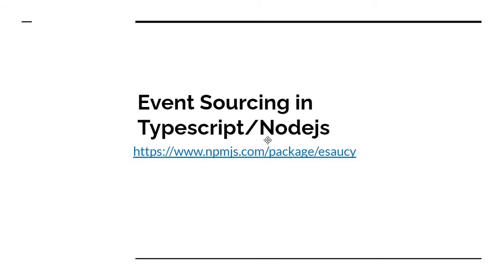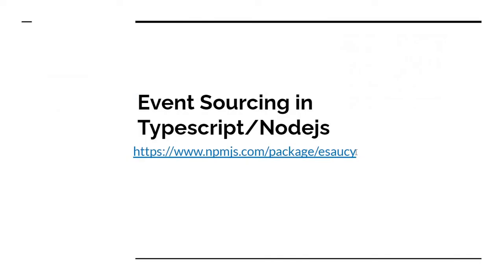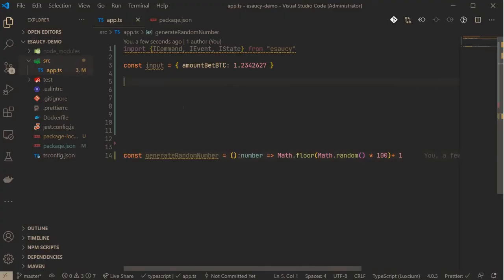Okay, so event sourcing in TypeScript and NodeJS. This is the meatier part of the topic. We're going to go over a package called e-saucy. So let's have a look at this. Here in Visual Studio Code, we just have a basic TypeScript repository. We have our e-saucy import, which is as simple as npm install e-saucy, and we have our input, and a random number generator.